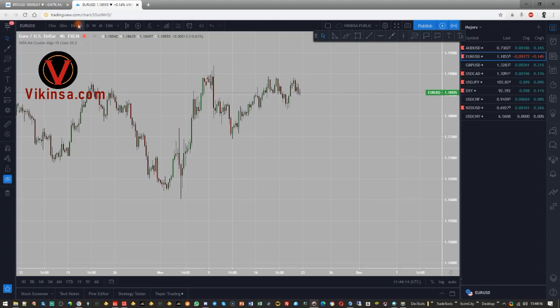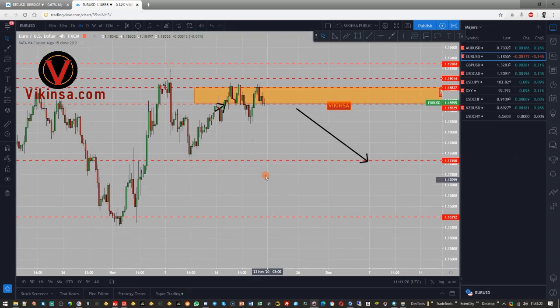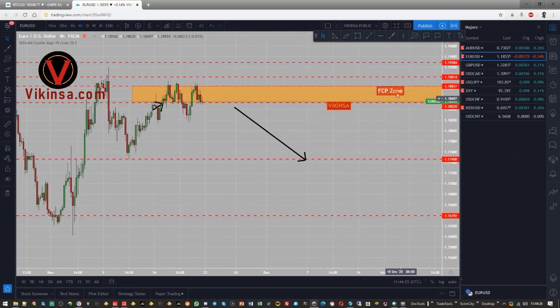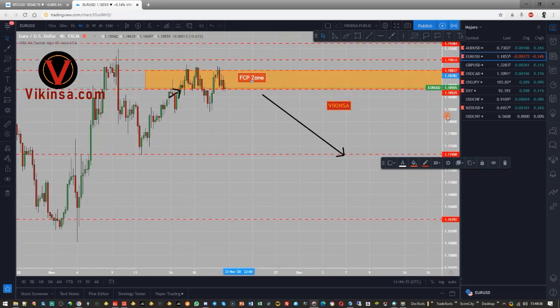So what do we have for the next week? Let's bring this back again. Next week we are again looking for, as long as this FCP zone is still holding, a short. If the market comes back inside this FCP zone and it does not close beyond it, it does not go beyond it, then we're still looking for a short.